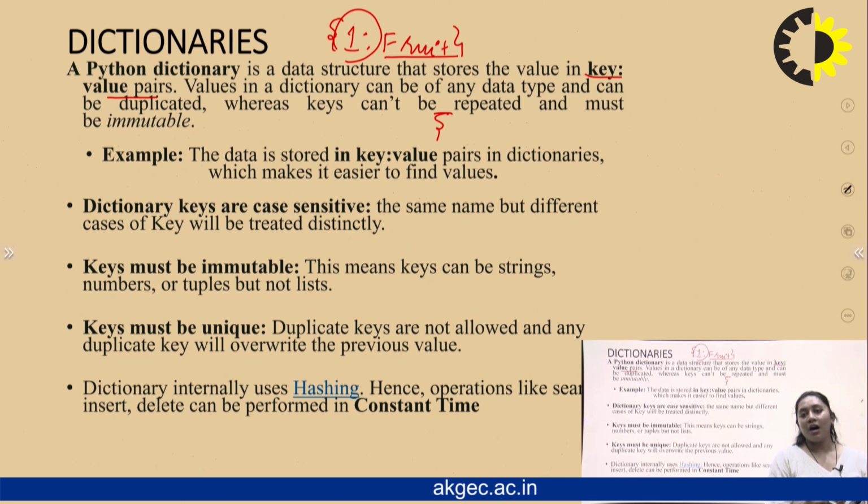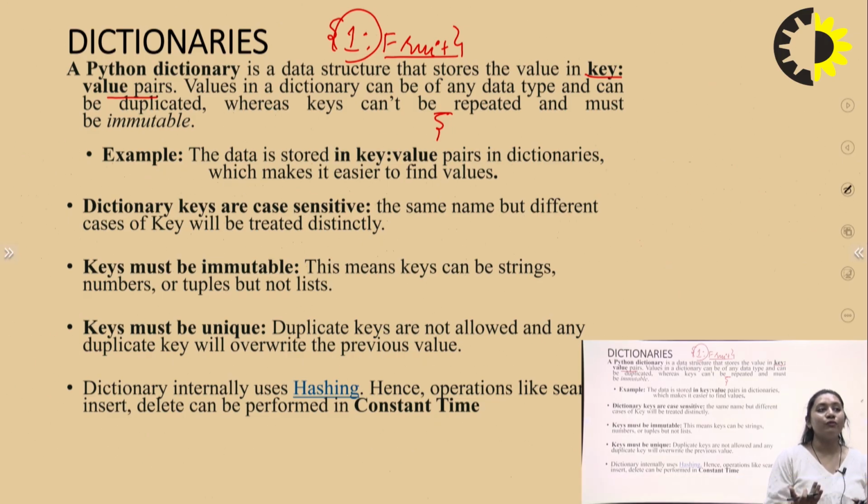How can I say that it is case sensitive? Because if there are the same keys with the same name but with a different case, they will be treated distinctively, separately. So we say that dictionary keys are case sensitive.